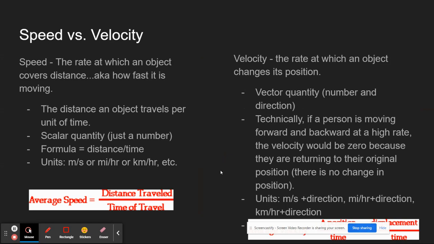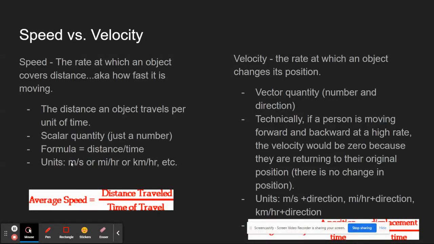Speed and velocity. Speed is the rate at which an object covers distance, aka how fast it's moving. That should be a pretty common thing. The distance an object travels per unit of time. Speed is a scalar quantity. It's just a number. The formula is the distance traveled divided by the time.